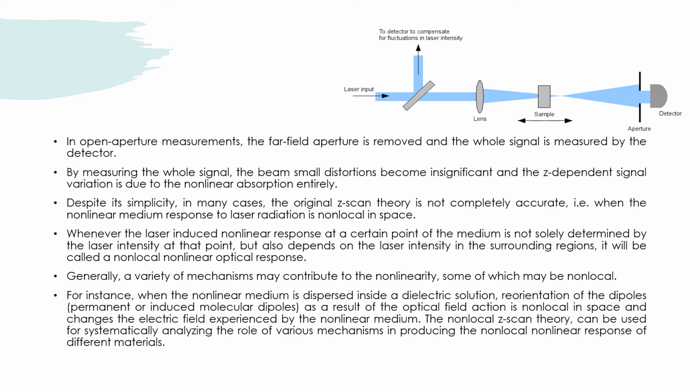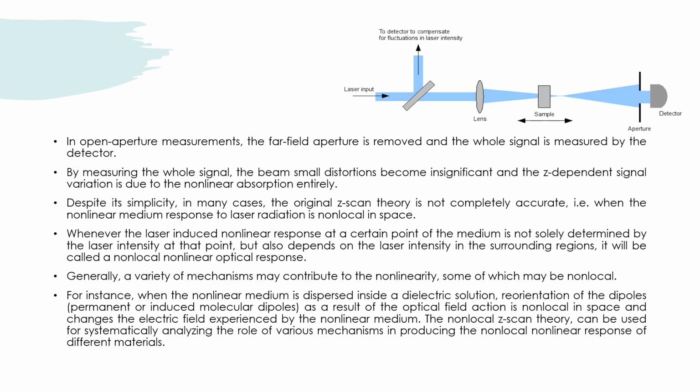Despite its simplicity, in many cases the original Z-scan theory is not completely accurate. That is when the nonlinear medium responds to laser radiation non-locally in space. Whenever the laser-induced nonlinear response at a certain point of the medium is not solely determined by the laser intensity at that point, but also depends on the laser intensity in the surrounding region, it is called a non-local nonlinear optical response.